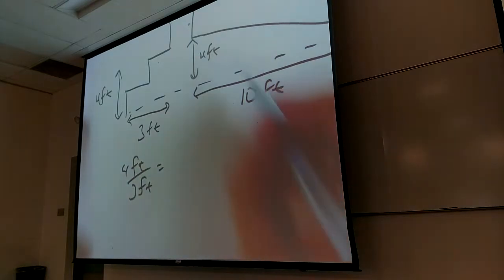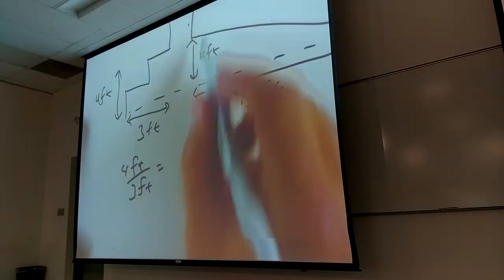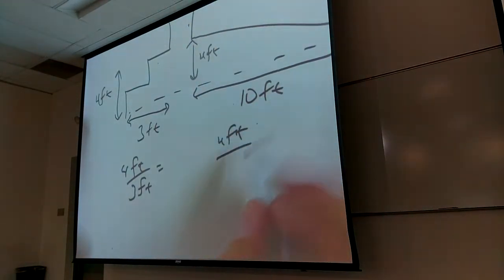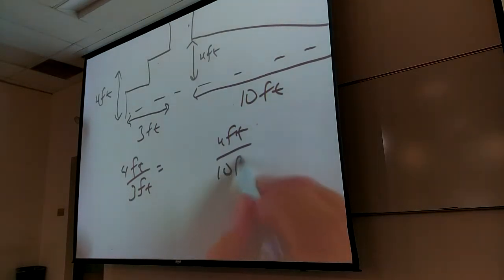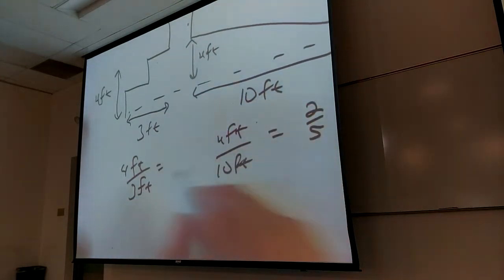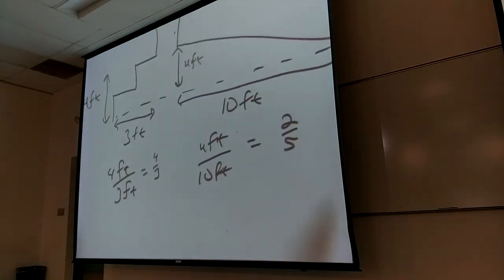4/3. What about this side? You go up how much? 4 feet. But you do it in how long? 10 feet. So this would be 2/5. So this slope is much smaller.